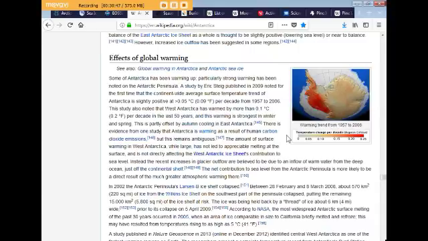A study by Eric Steig, published in 2009, noticed for the first time that the continent-wide average surface temperature trend of Antarctica is slightly positive, at greater than 0.05 degrees Celsius, or 0.09 Fahrenheit, per decade from 1957 to 2006. And it's warming faster since then.